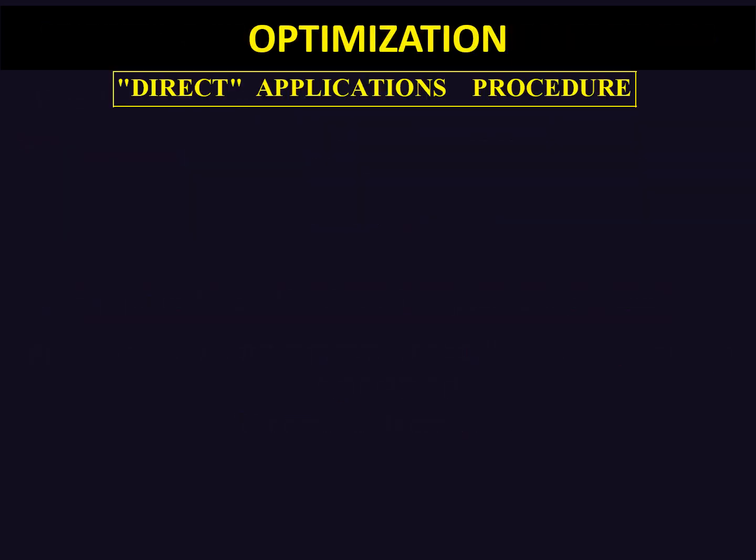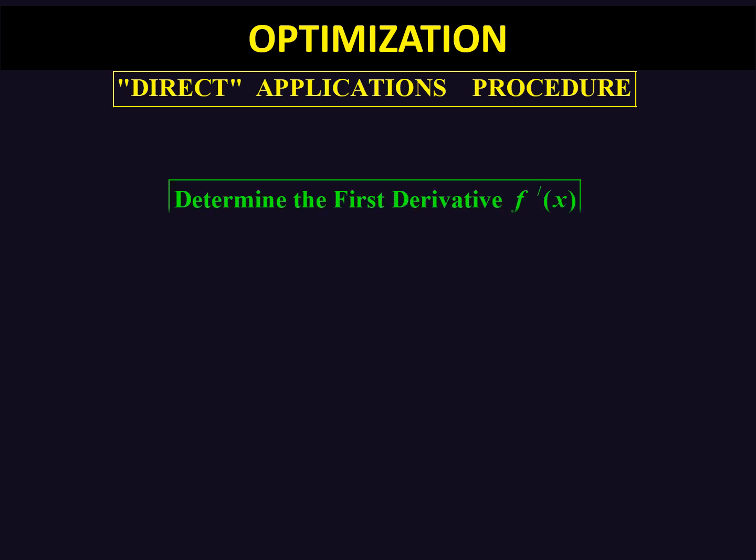We start off with looking at the procedure for direct application problems. In the case of a direct application, the objective function is given. So in other words, we can immediately start with the optimization procedure. First step, determine the first derivative. Next, what do we have to do? That's right, equate it to 0.